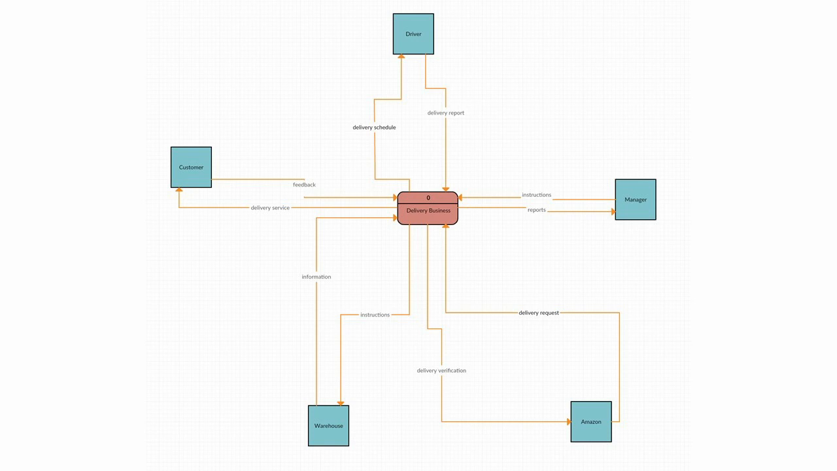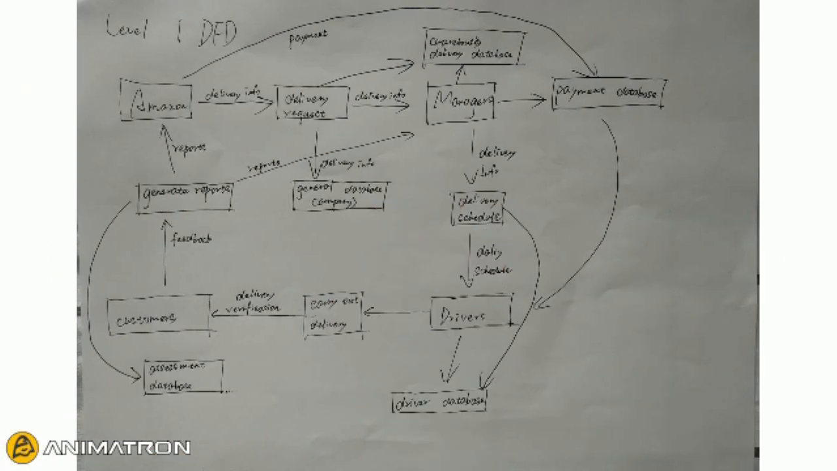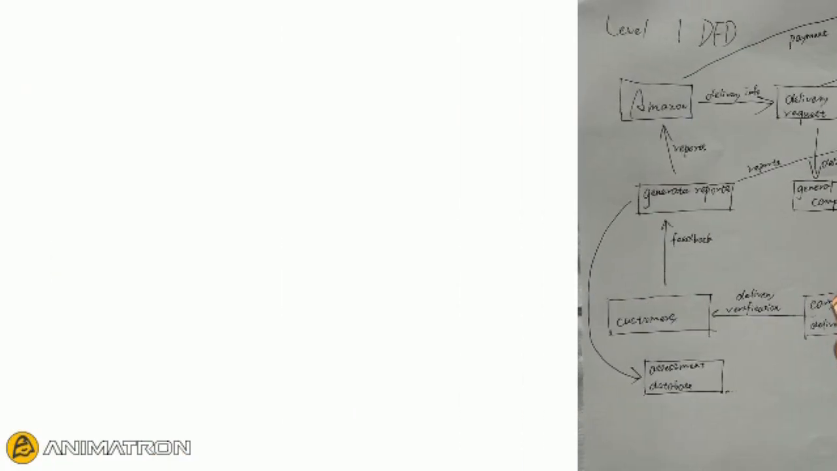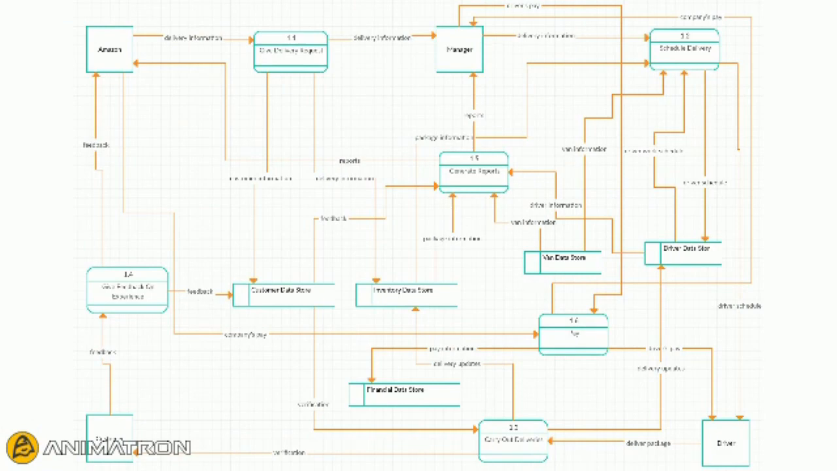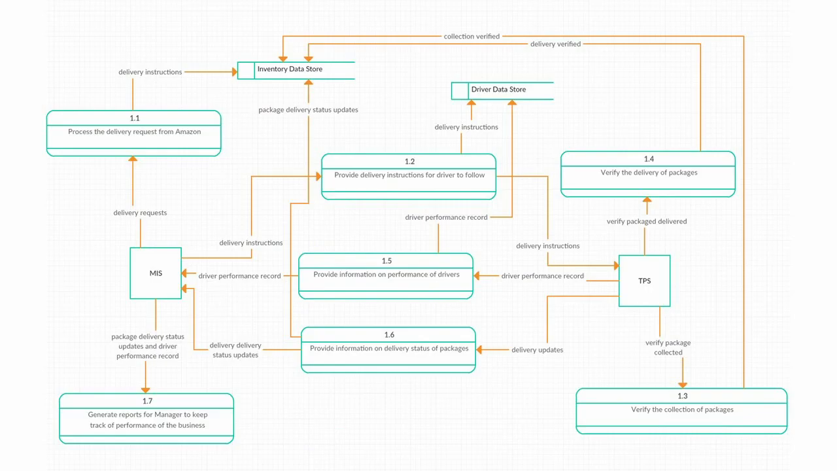From this, we developed a level 1 diagram to show all the processes involved in the delivery business. At first, we involved all the external entities in the level 1 diagram, using it to show key information flows that allowed both the MIS and TPS to function. We refined it so that it showed the relationship between the TPS and the MIS, showing the transfer of information between the two systems, as well as information that was handled individually for the two target users.